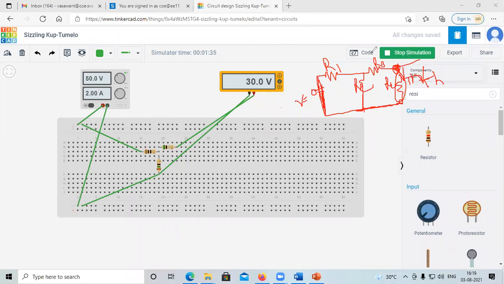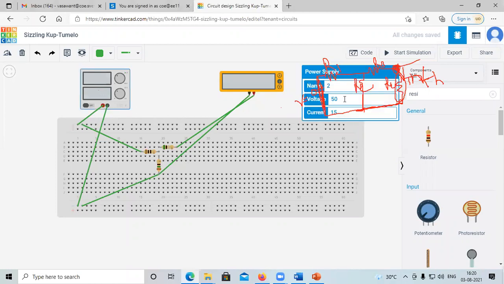Okay, so see, I will stop the simulation and see the result. So see this voltage can be selected to 0 volt.